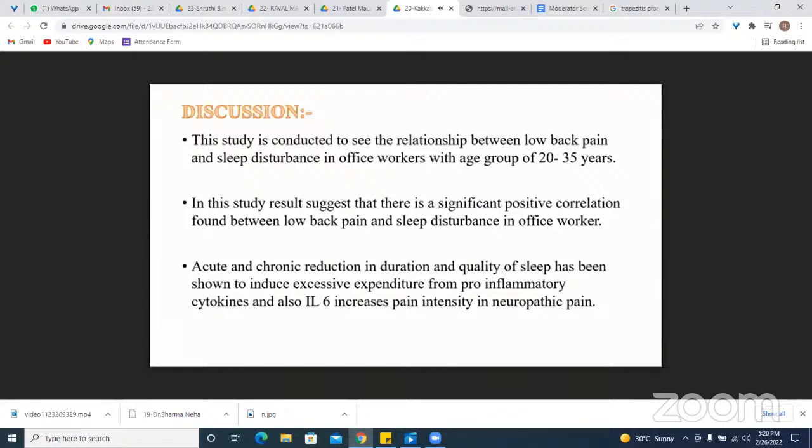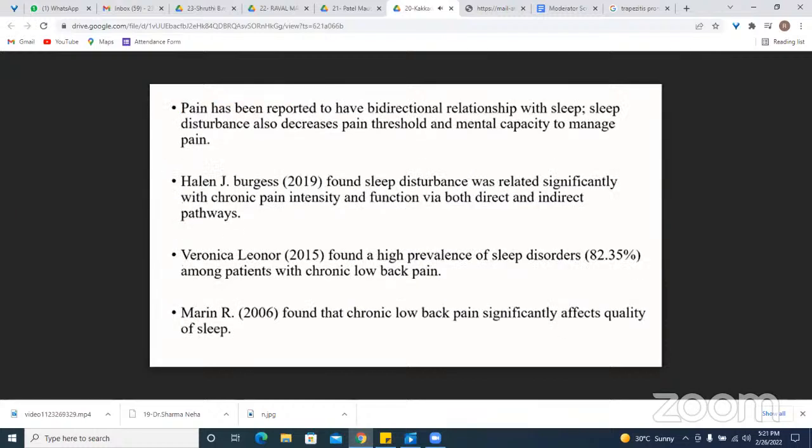Acute and chronic reduction in duration and quality of sleep has been shown to induce excessive expression of pro-inflammatory cytokines, and also IL-6 increases pain intensity in neuropathic pain. Pain has been reported to have a bidirectional relationship with sleep. Sleep disturbance also increases pain threshold and reduces mental capacity to manage the pain.